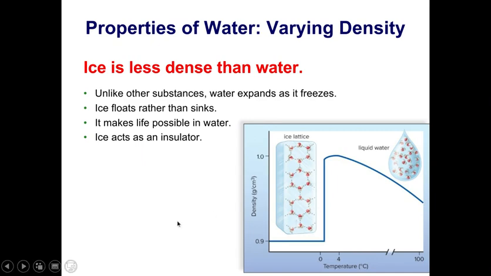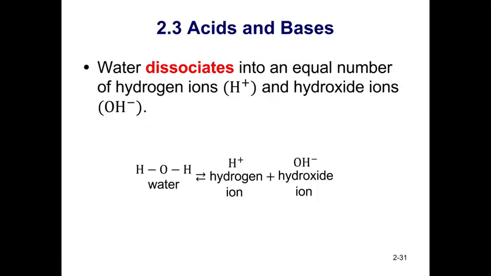So in movies, they usually show the people on the ice picking at it and then putting a fishing rod going down that hole. Again, why? Because there is fish living under the ice cap, and they're alive because, again, that ice forming on top is going to act as an insulator for them, so that the water below doesn't get as cold. And then the last part will be that water dissociates into equal numbers of hydrogen ions and hydroxide ions.